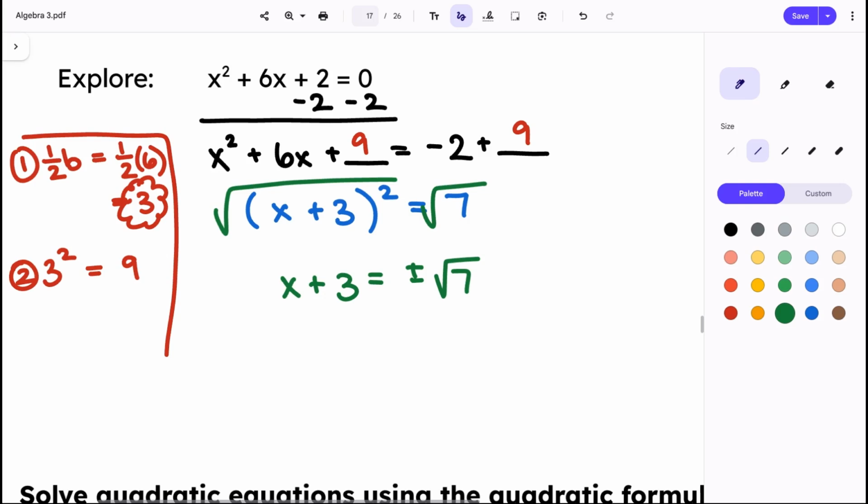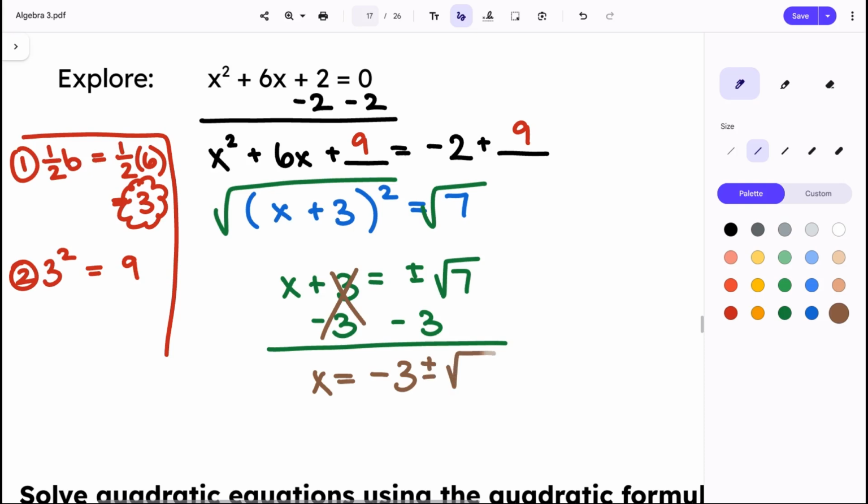What's the last thing I need to do here to get x by itself? Minus 3. Can you combine the negative 3 and the square root of 7? No. So we have to keep them separated. Which one do you think I would write first? The 3. I would write negative 3 first and then plus or minus square root of 7.